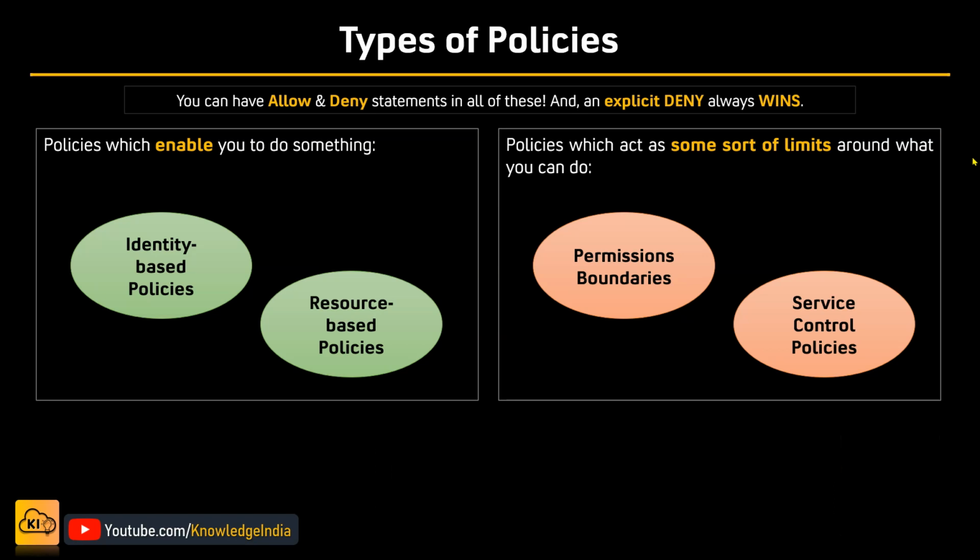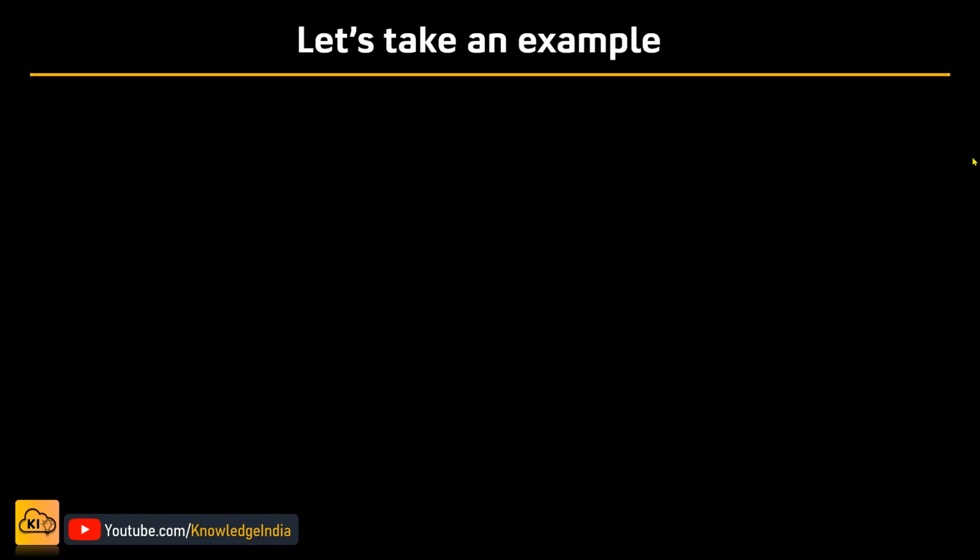Always remember that in any of these policies, you can write allow statements and deny statements both. And based on all our previous learning, we know that if you write an explicit deny for any particular action, that explicit deny wins, right? It will cancel out any other allow which has been written. So an explicit deny always wins. Remember that, right? So let's move ahead and take an example here.